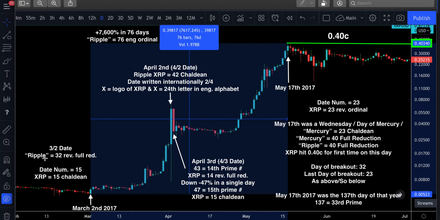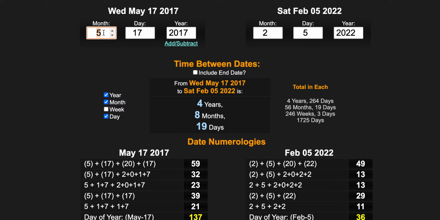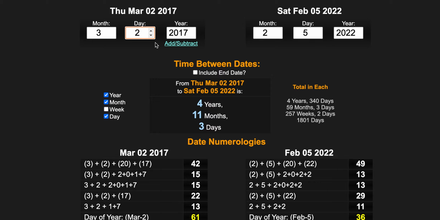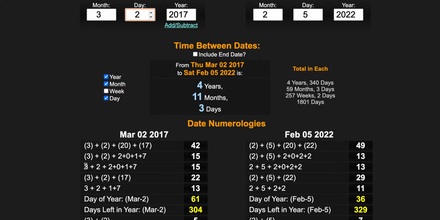So this is the least important part of it, but what I do like to see here is the date numerology on this specific day, excuse me, is 15, and XRP equals 15 in Chaldean, and I'll show you everything as we go. So we have XRP equals 15 in Chaldean. That date of March 2nd, I'll type it in here. You look at this part of the screen, March 2nd, 2017. We can see that the date numerology, standard date numerology, was 15.